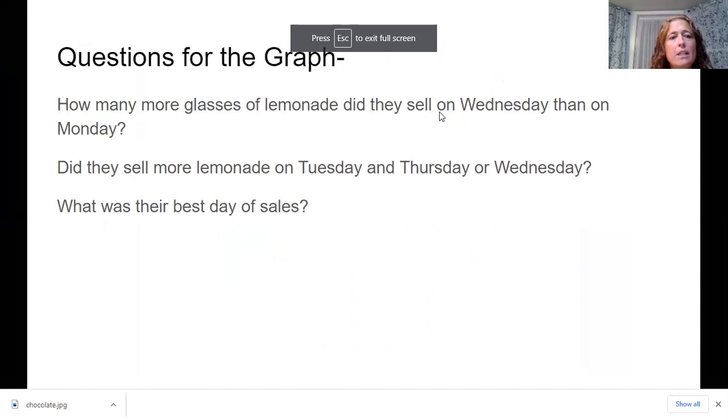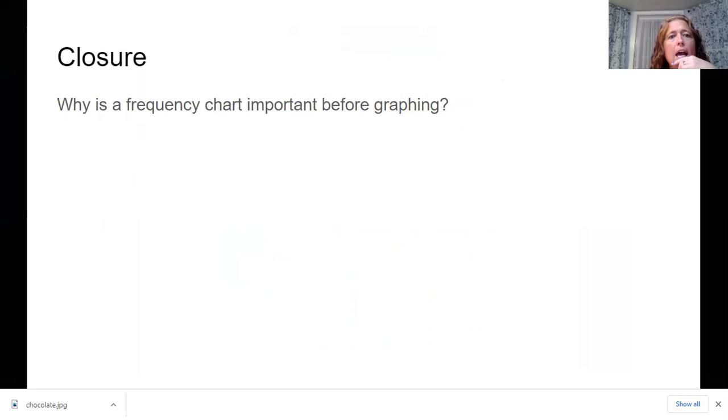So we did go over all of these questions. And in closure, I want to discuss why a frequency chart is so important to have before graphing. A frequency chart is important because it's a way of collecting the information that you're going to be putting on your graph. And without first collecting that information, you have nothing that you can put onto your graph.